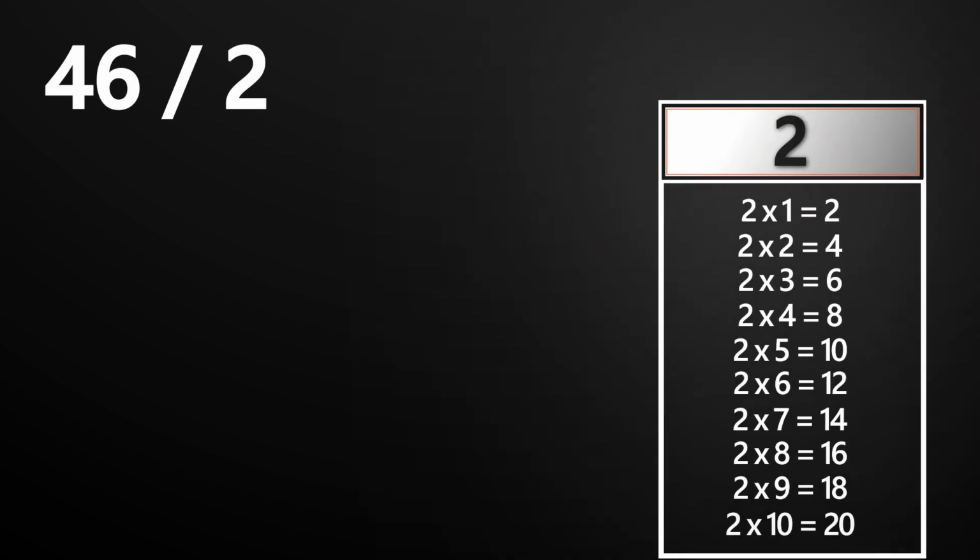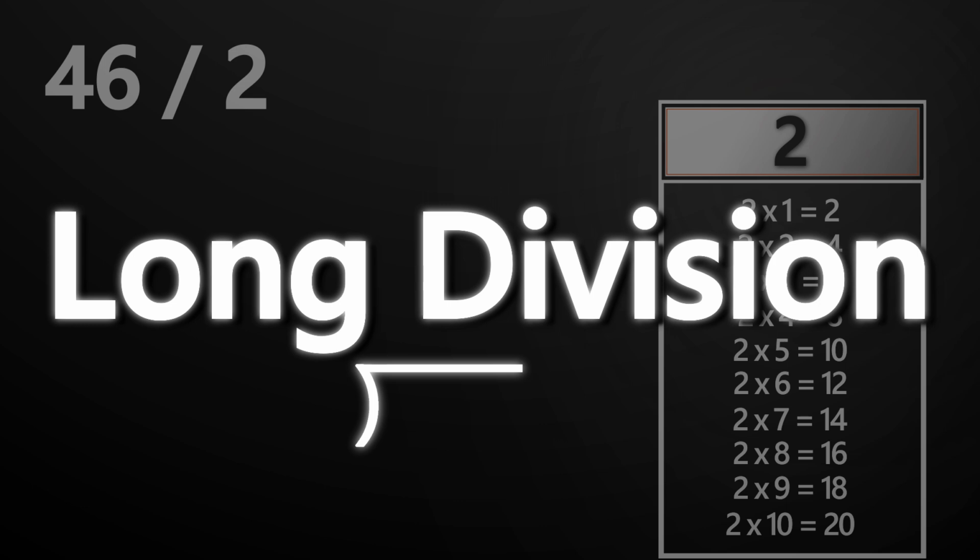Sometimes division problems don't solve themselves so easily. Take 46 divided by 2, for example. If you glance at your 2 times table, 46 doesn't show up directly. So, what do we do? This is where the long division method comes into play.